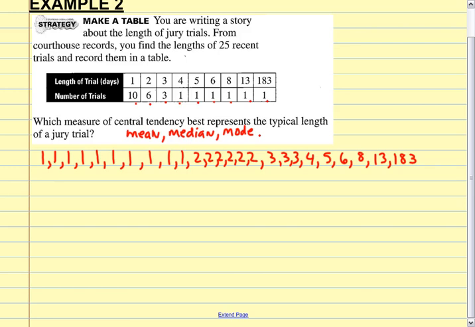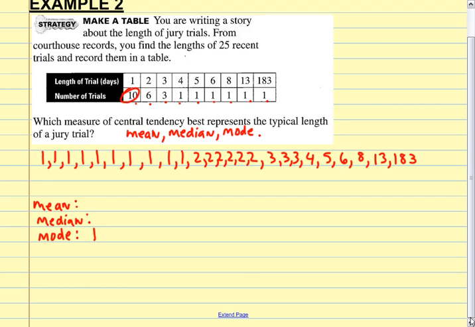Okay. Alright, well, I'll tell you this. The easiest one right now, well, I'll write it like this. Mean, median, and mode. Now the easiest one to find is the mode. I know I've got 10 ones. That's the length of trial that shows up the most. So the mode is a 1 because it shows up 10 times, and that's more than any of the other numbers show up.